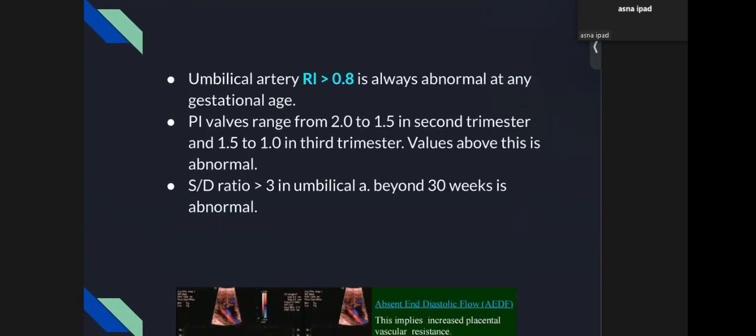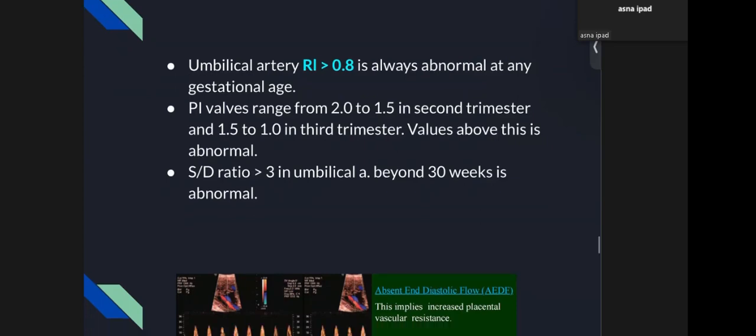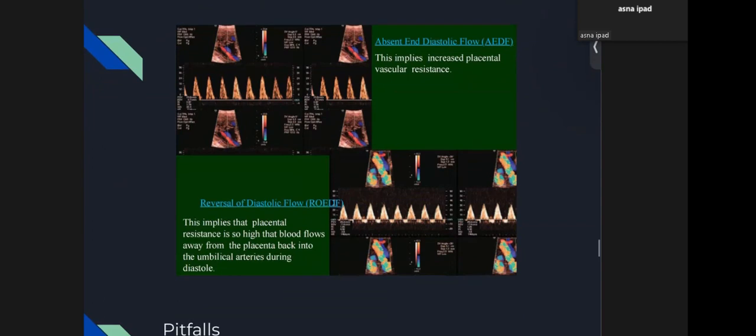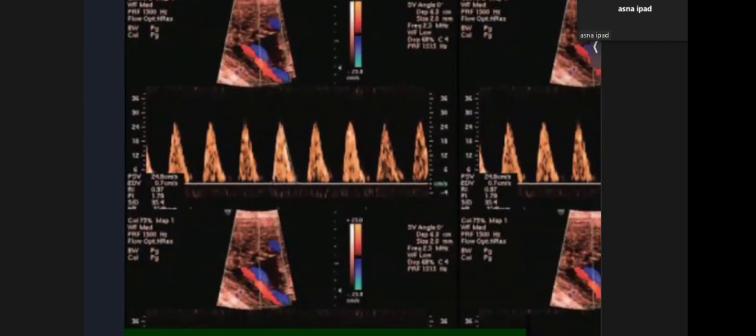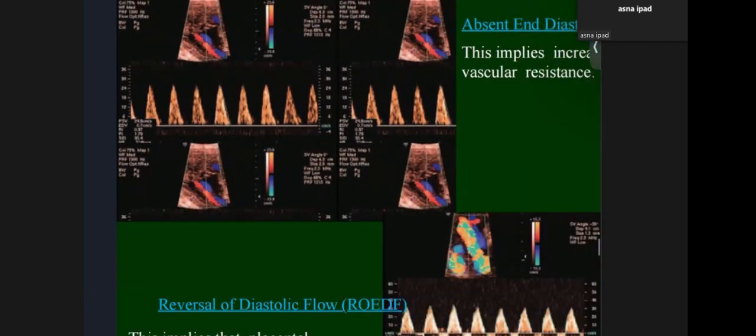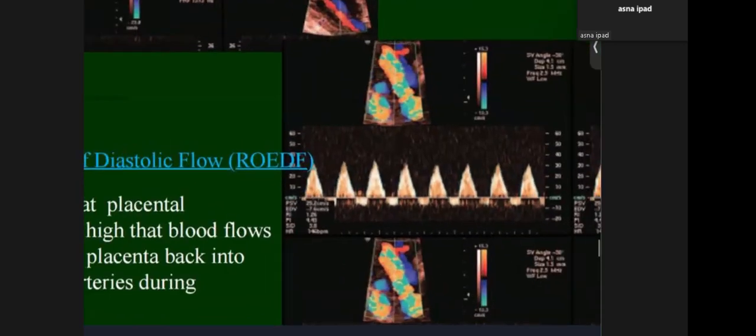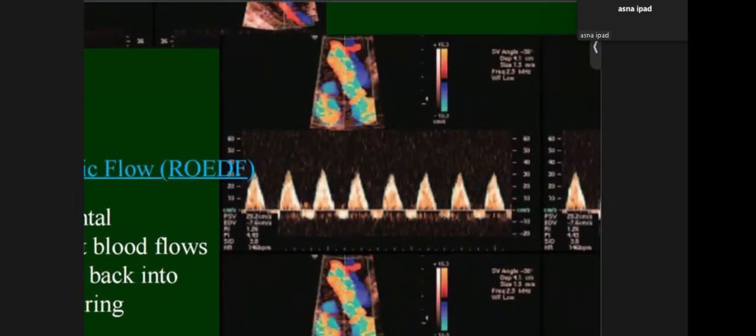Umbilical artery RI more than 0.8. Once you get 0.8, 0.9, it is abnormal at any gestational age. No matter if it's early, late, or mid, RI more than 0.8 is always abnormal. I have just told all these things. This is an image of an absent end diastolic flow, where you don't see any diastolic flow. It reaches the baseline and then stops. This is an image of reversal of end diastolic flow, where you can see a waveform below the baseline.